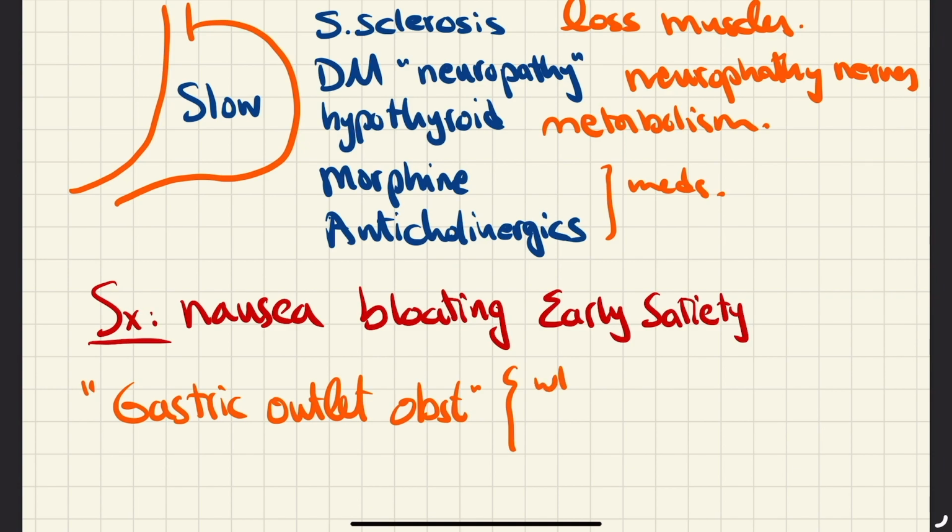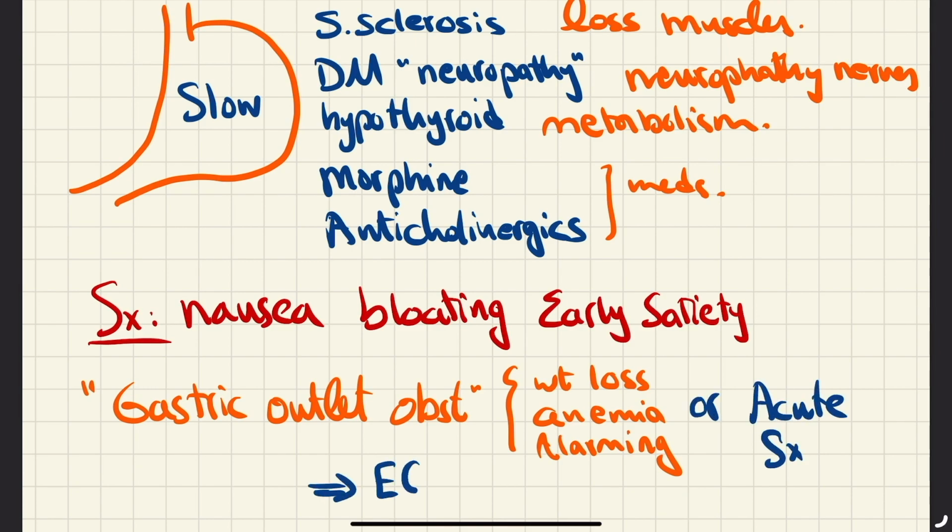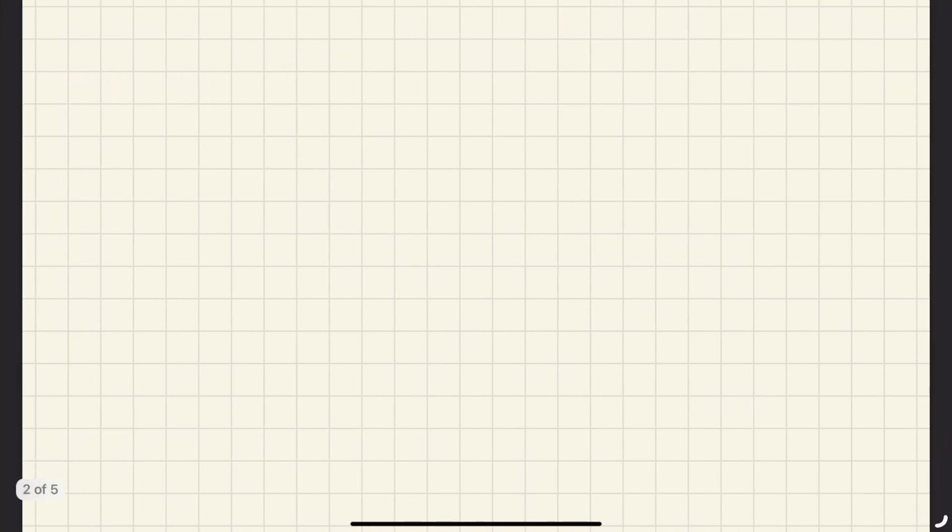Always rule out gastric outlet obstruction in case you have weight loss, anemia, or the patient has alarming symptoms. And remember, once you have an acute obstruction of the stomach, remember to rule out gastric outlet obstruction, especially if the patient has a history of gastric cancer. So you do EGD to rule it out.